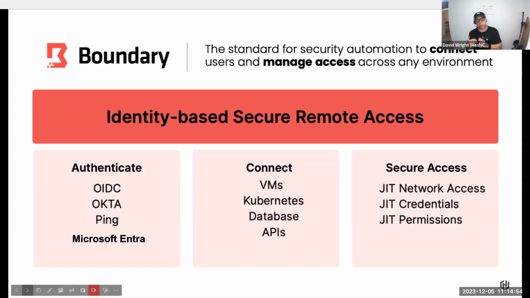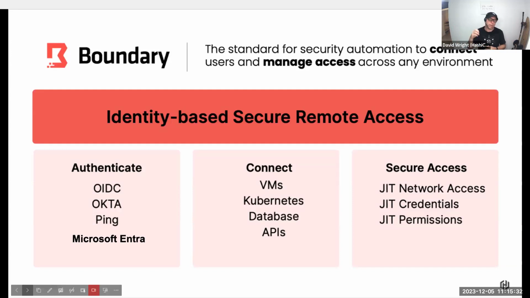Now, where Boundary also differs from a traditional VPN, for example, is that it's fundamentally based around being able to deal with the ephemeral world. So particularly connecting into Kubernetes or into APIs or database endpoints where those environments are ephemeral and spun up. Obviously, that means you need to be able to understand and dynamically create end services to connect to if, for example, you need to get in to troubleshoot or for remote support, for example.